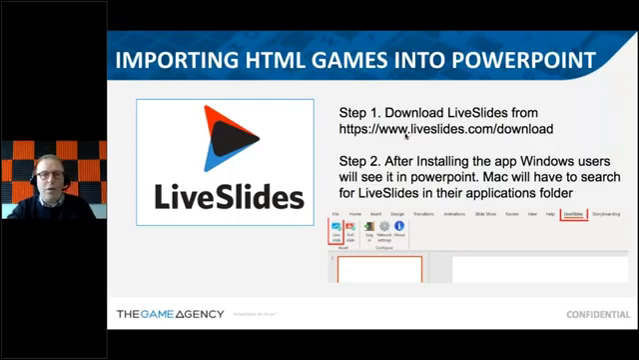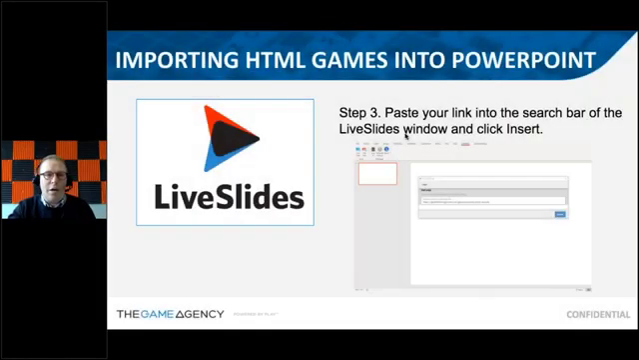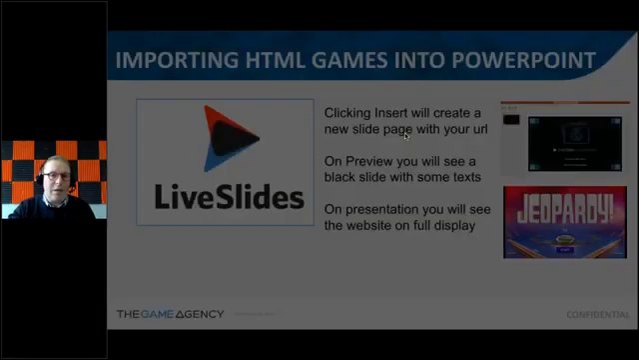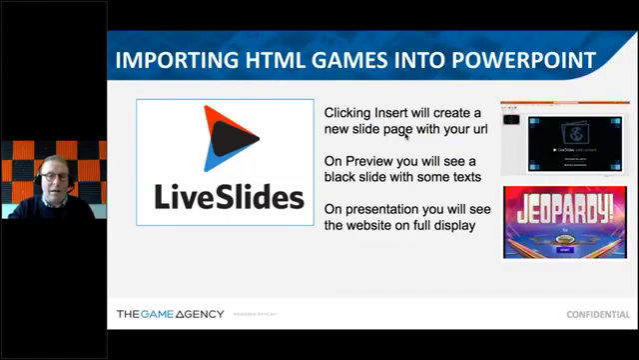But once you've done so, you basically create a new link. You pop the URL right in. So in the case of the training arcade, you just pop in the URL for the game that you've built, and then a few things are going to happen. It will insert it right in, and you'll see that black slide in the preview. When you go into presentation mode, you'll see the game immediately.